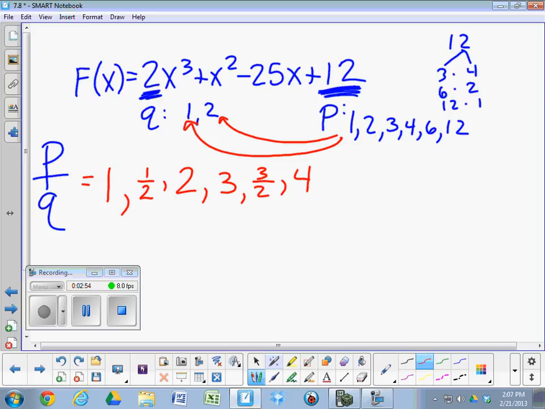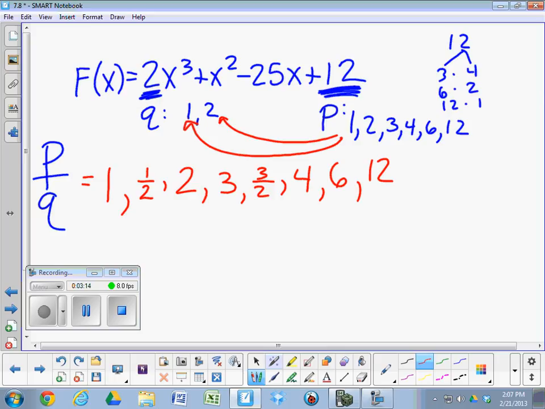Okay? Move on to the 6. 6 over 1. 6 over 2. We already have it. It's 3. Finally, move on to the 12. 12 over 1. 12 over 2. We already have it. And we're done.